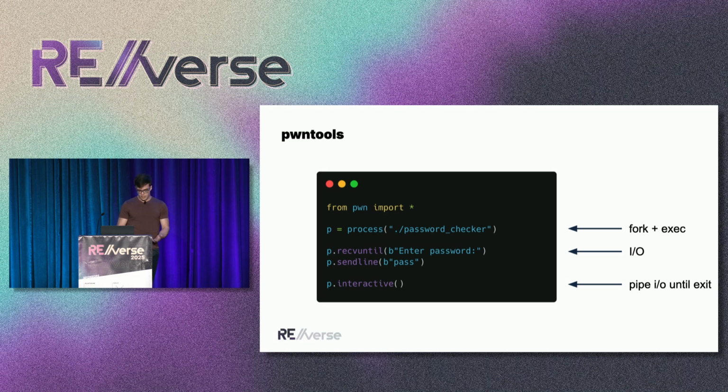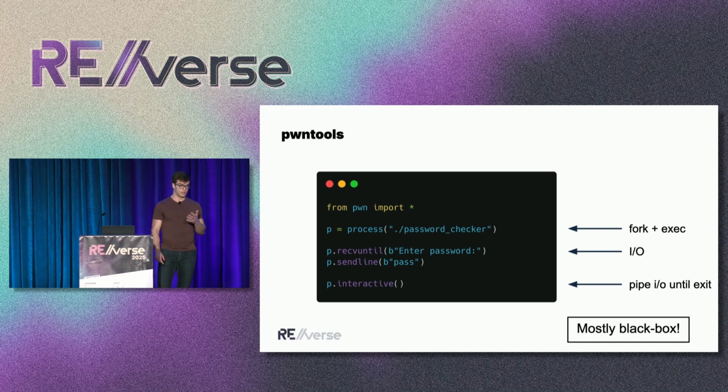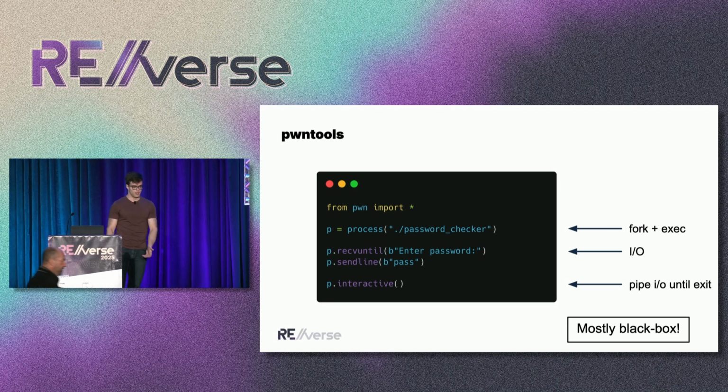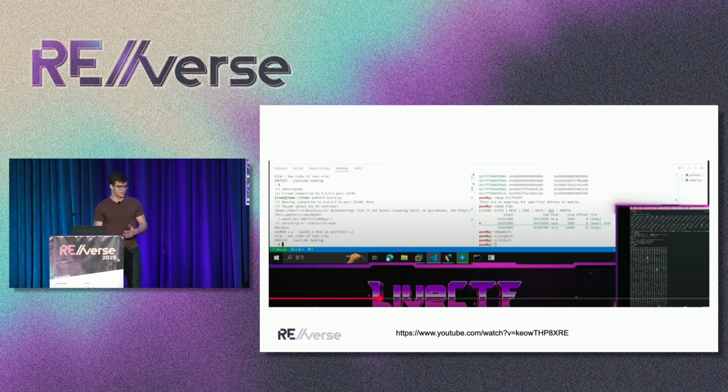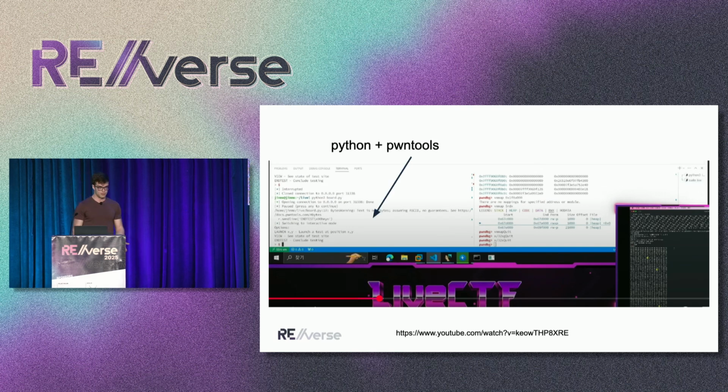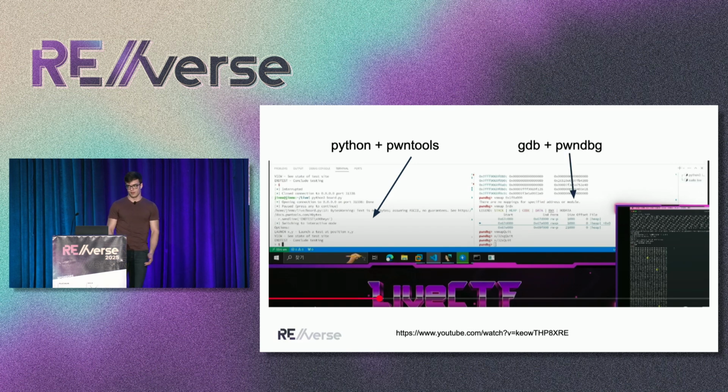Now, the thing about this, though, is that it's completely black box. You can't really do anything to look inside the process and see what's in memory or what's in registers. So if you watch professional CTF players, this is a video from Live CTF. So one of my teammates here is playing, I believe, in the Live CTF finals. He's solving some kind of binary exploitation challenge. And on the left, he has Python and pwntools, so the tool I just showed you. But on the right, he also has a debugger open with an extension called pwndbg.